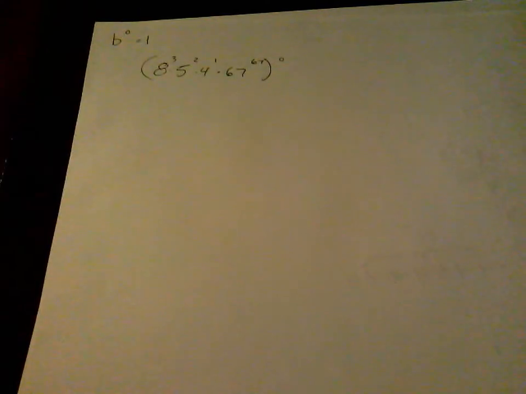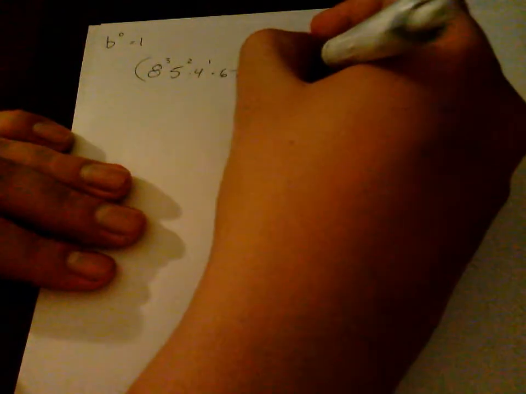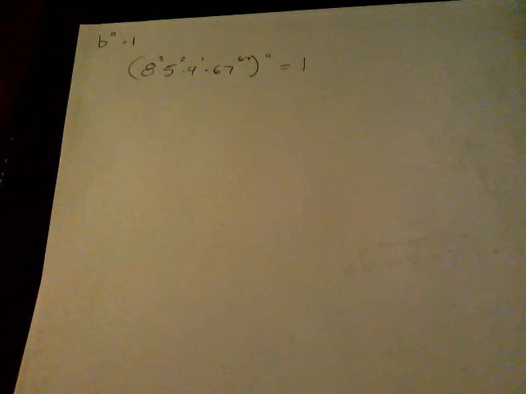That means if I had 8 times 5 to the third power, 4 to the second power, 3 to the first power, times 70 or 67 to the 67th power, so on and so forth. If this is all raised to the 0 power, technically this all still equals 1. That's the beauty of that. So anything to the 0 power is 1.